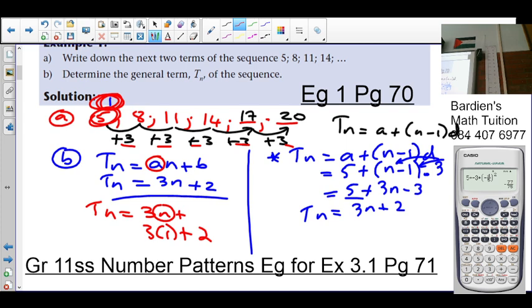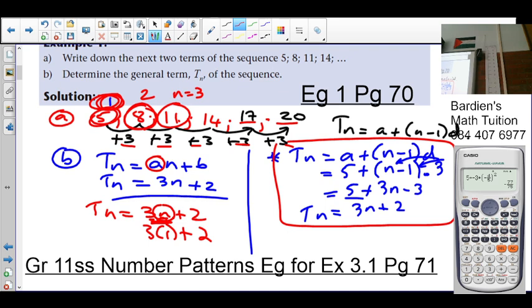Okay, so it must work for the others as well. What is your n value here? 2. So what's 3 times 2? 6, but I got 8, so you plus 2. The n is what here? 3. 3 times 3? 9 plus 2? 11. You understand? That's where the 2 is coming from. Although it's a bit more steps, we never get it wrong.